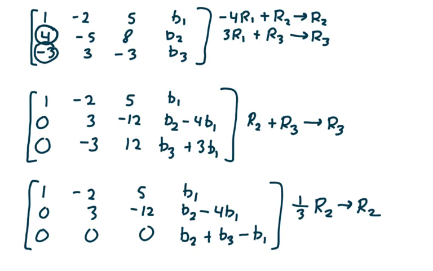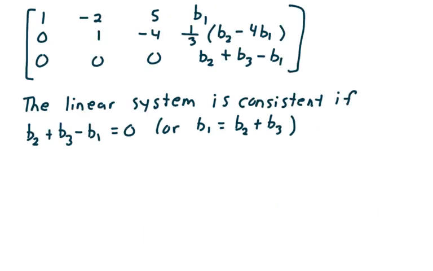Now, to be complete, we want to put this matrix in row echelon form, which means we need to convert this entry of 3 into a 1. To do that, I'll take 1/3 row 2, put the result back into row 2. And when I do that, I get the matrix 1, negative 2, 5, B1, 0, 1, negative 4, 1/3 of B2 minus 4 B1, and then 0, 0, 0, B2 plus B3 minus B1.